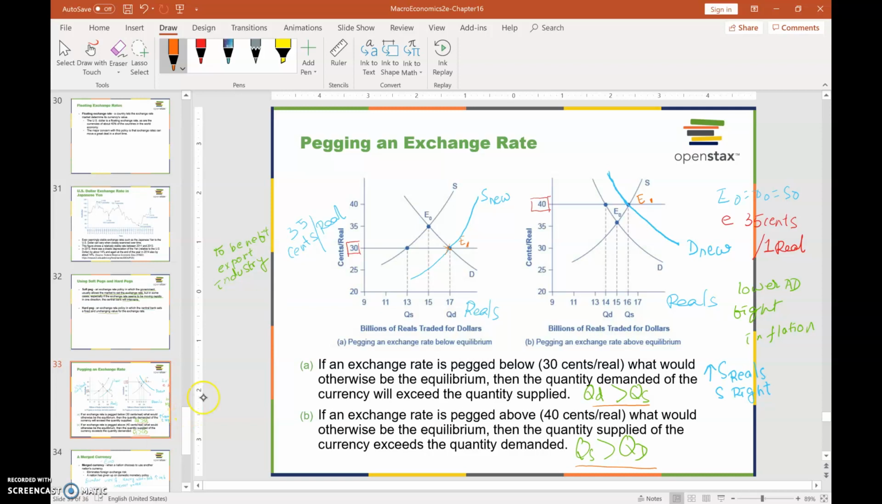Okay, so this is all about how the central bank is filling up the gap when quantity demanded is greater than quantity supplied, when the exchange rate is kept artificially low, and when the quantity supplied is greater than quantity demanded, when the exchange rate is kept artificially high.